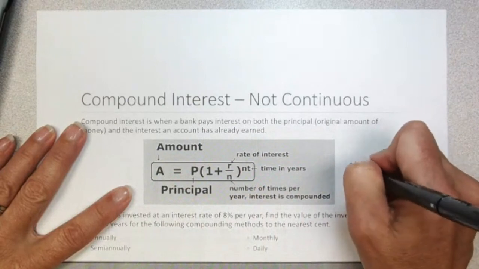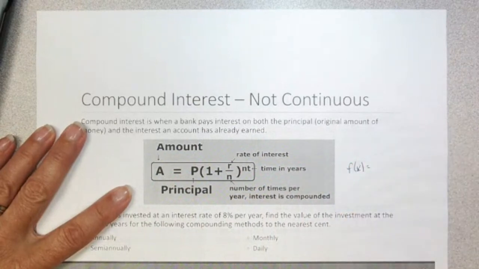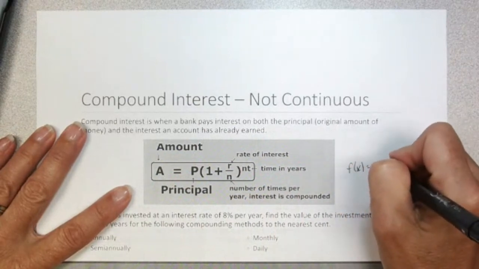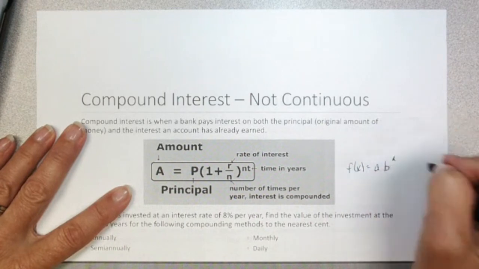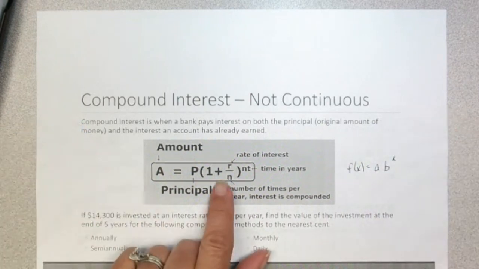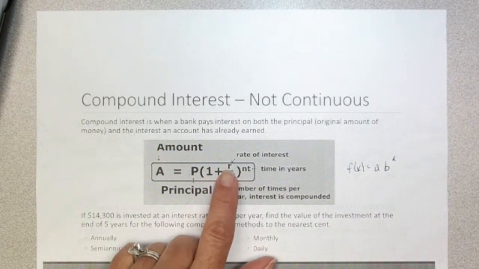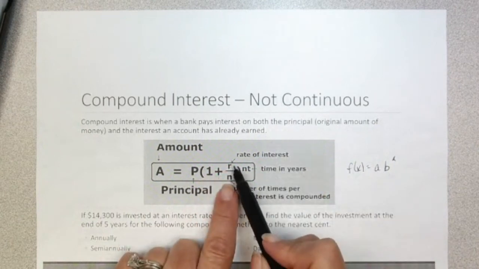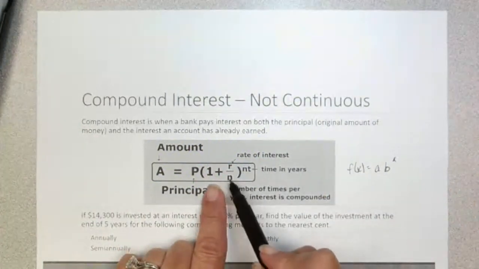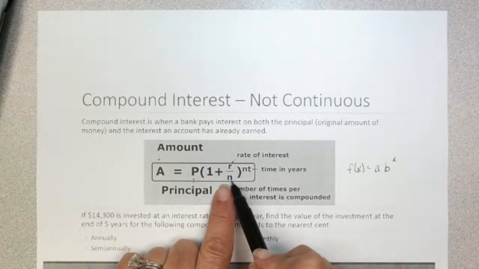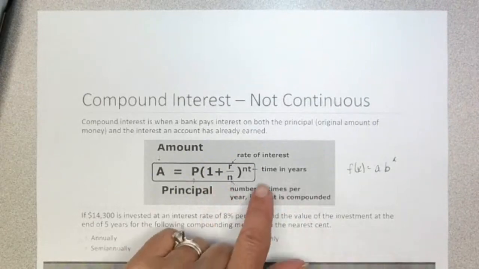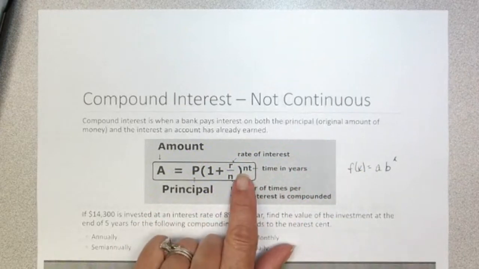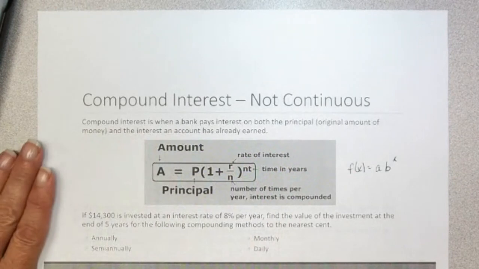Let's put our standard form for the exponential function: f of x equals a b to the x power. Look, our base here is 1 plus the growth rate. But if we're doing it more than once a year, that's where this compounding period comes in, the number of times that we compound per year. And then we raise it to not just the number of years, but the number of years times how many times we're going to compound in that year.